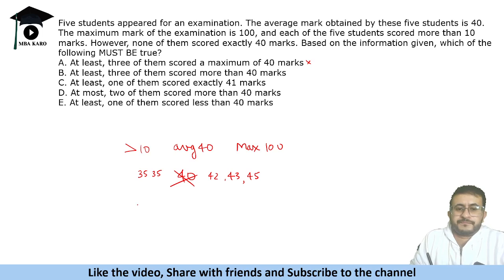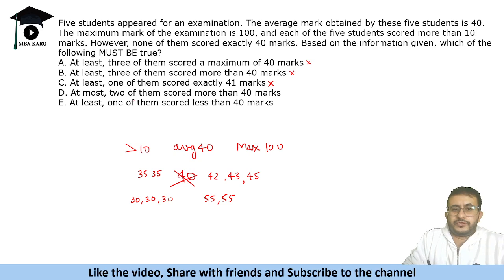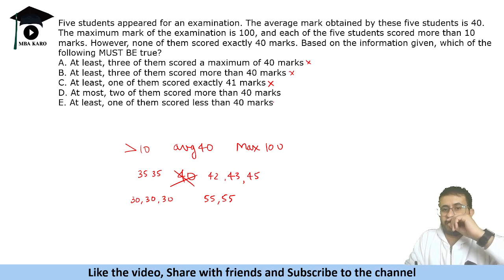Let us take three people with 30, 30, 30, and two people with 90, 55, 55. Again, this is wrong. Three of them scored more than 40 marks. That is also false. At least one of them scored exactly 41. That is also not possible, not necessary. At most two of them scored more than 40 marks, right? It says maximum two people scored more than 40.